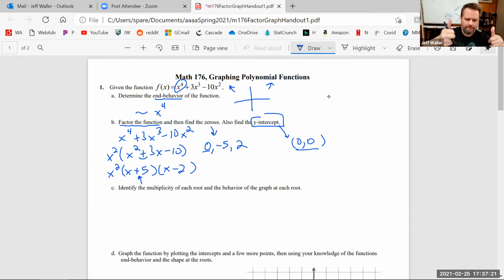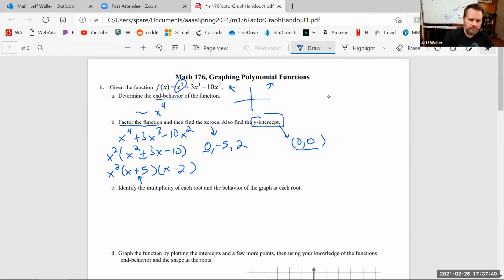Okay, I like it. Why is there always only one y-intercept? I think I already asked you guys that. Because if there were two, it would not be a function. It wouldn't be a function if there were two y-intercepts. Kick ass.